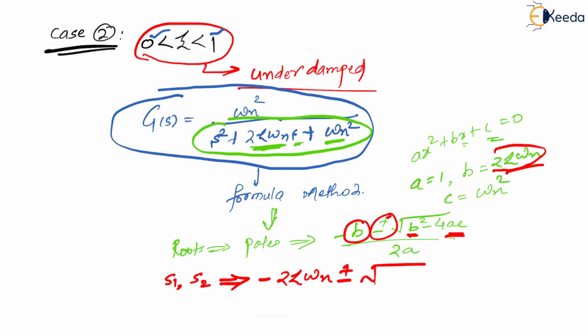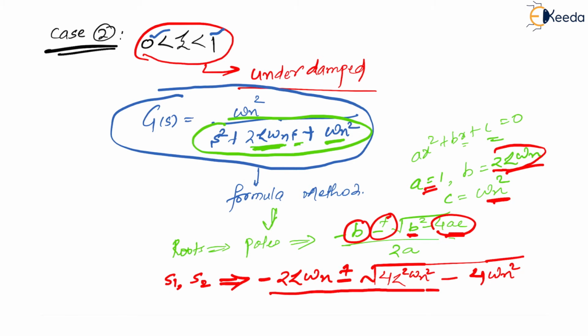If you do, then you get 2 squared is 4 zeta squared omega n squared. Correct? Minus what do you get then? Yes, 4ac. A is how much? A is going to be 1. And what is c? Omega n squared. So 4 into 1 into omega n squared, so it is nothing but 4 omega n squared. Is that correct? Yes. Now divided by what? You have got 2a. What is a? A is going to be 1, we have already seen. So it is going to be 2 only.